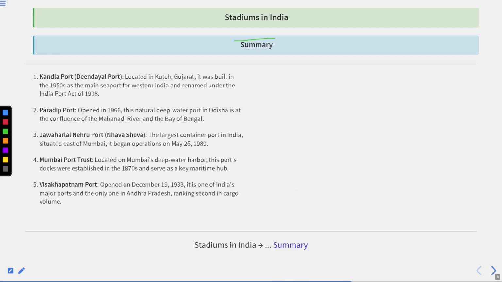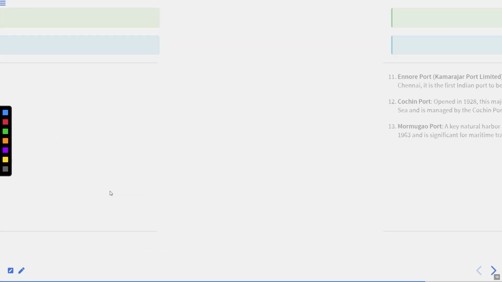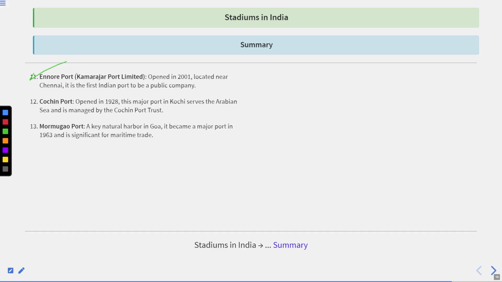Here we have finished the topic. Now it's time for the summary. So basically, we have seen the Kandla Port, also known as Deendayal Port, Paradip Port, Jawaharlal Nehru Port, also known as Nhava Sheva, Mumbai Port Trust, Visakhapatnam Port. We have seen the Chennai Port, Port of Kolkata, Krishnapatnam Port, also known as KPCL, New Mangalore Port, VO Chidambaranar Port, also known as Tuticorin. We have seen Ennore Port, also known as Kamarajar Port Limited, Cochin Port, and Mormugao.